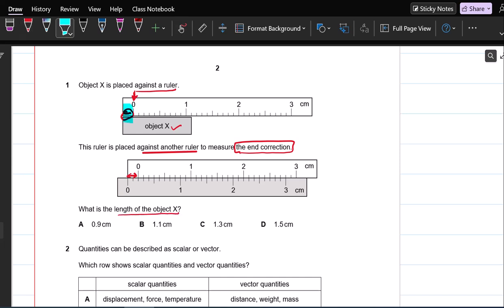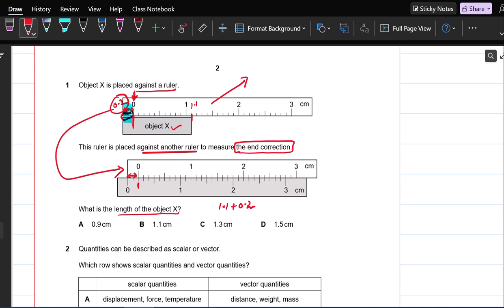The portion from the end of the meter rule to this 0 has a length of 0.2. You can see that from this scale. The object is going till 1.1. So you have to add this 0.2 because it is not measured by this scale. From 0 to 1.1 we are measuring the length from this scale, and this 0.2 is measured from the other scale. So you are going to add these.